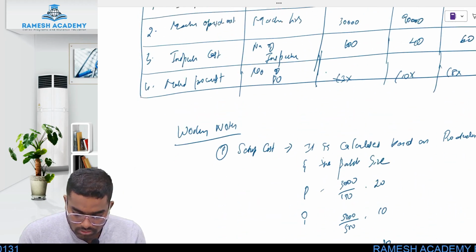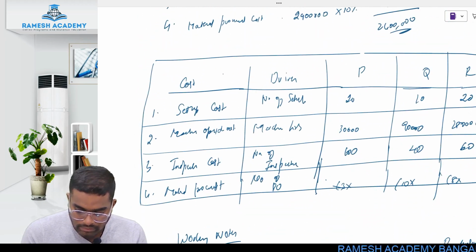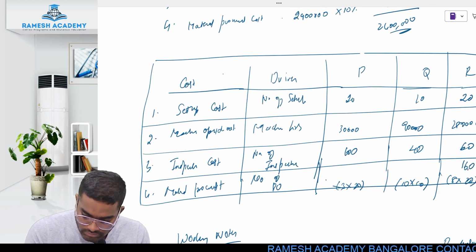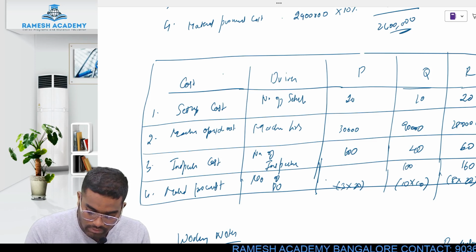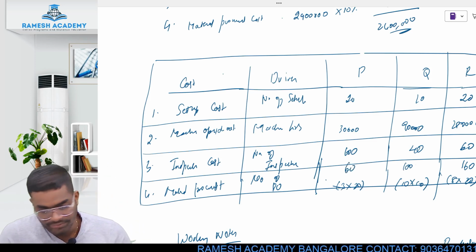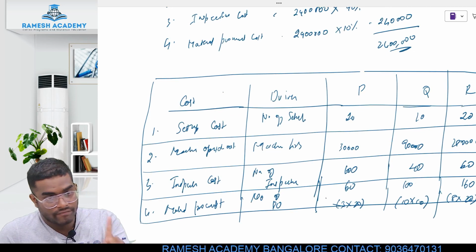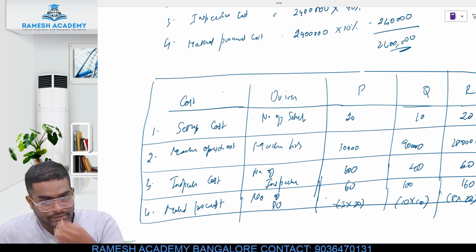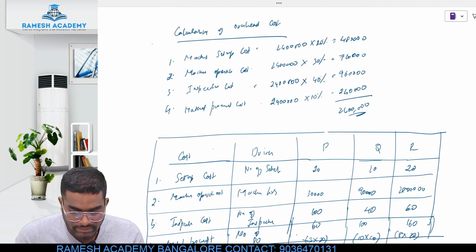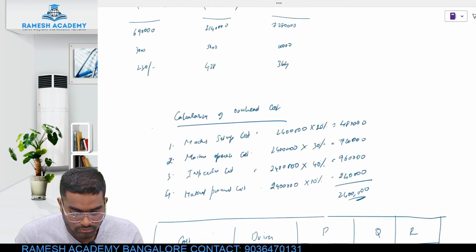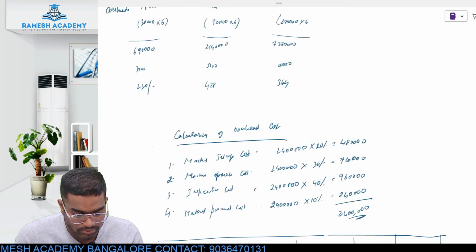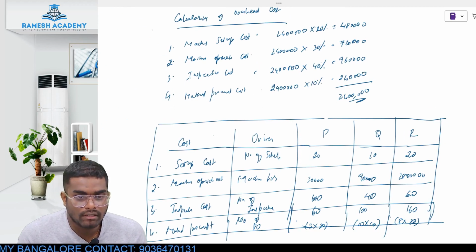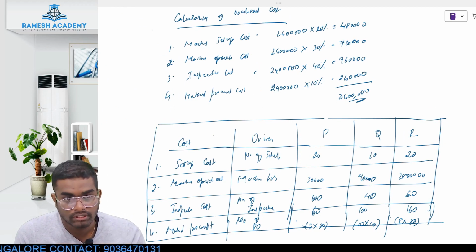The number of batches are 20, 10, 20, so it is 60 here, 100 here, and 160 here, so the total is 320. So we have the cost driver, we have the cost. Simple. What is the next step? Allocate the overheads. That's it. Please try. This part is done, so copy this part and try to allocate the overhead based on these two things.